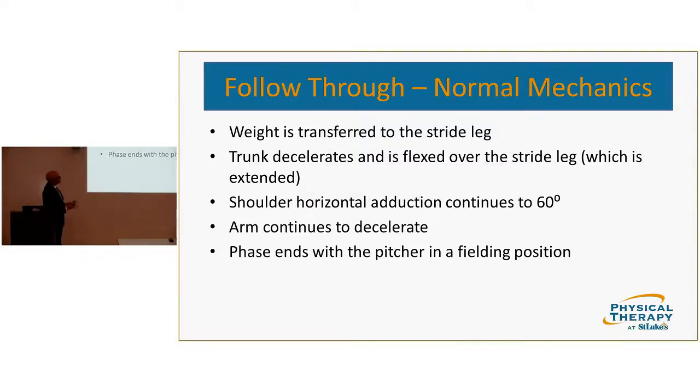Trunk decelerates and is flexed over the stride leg. Shoulder horizontal adduction continues to 60 degrees, so that horizontal adduction across this way. Arm continues to decelerate. Phase ends with the pitcher in a fielding position. This one is hard for me to swallow because I don't see a lot of pitchers ending up like this, except for Greg Maddux. If anybody knows who Greg Maddux is, he always ended up like this. A lot of them are falling off to the side. Do I fix that? Well, I think as long as they're close, that's fine. But a fielding position to me is this way, and I don't see it all that much.